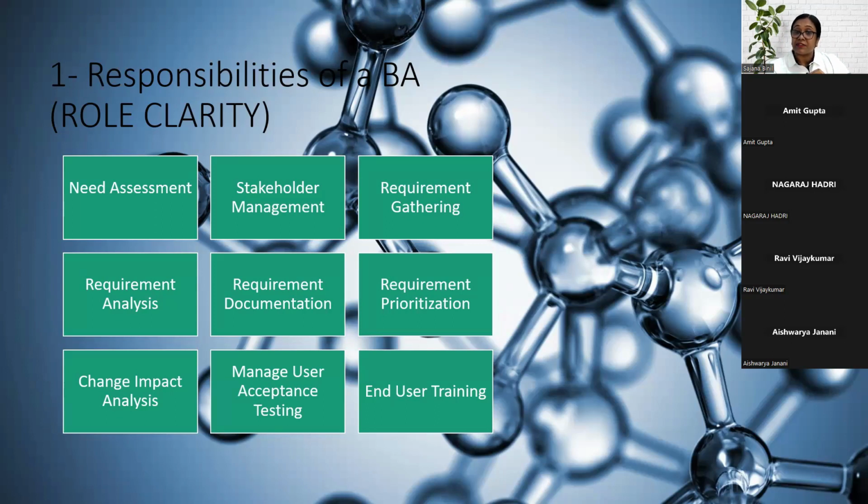Manage user acceptance testing. It means as BAs, user acceptance testing is a phase where the business users start testing the application. Okay. And managing the user acceptance testing phase is so important for a BA, because if the business users like what they see, they will accept it. If they do not like what they see, they will reject it. Okay. So managing UAT, very, very important.